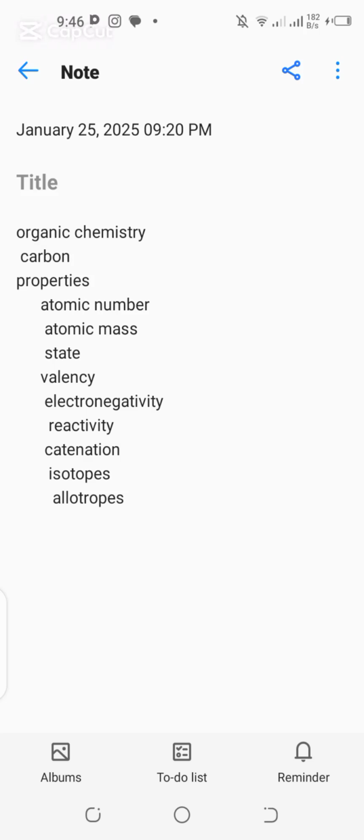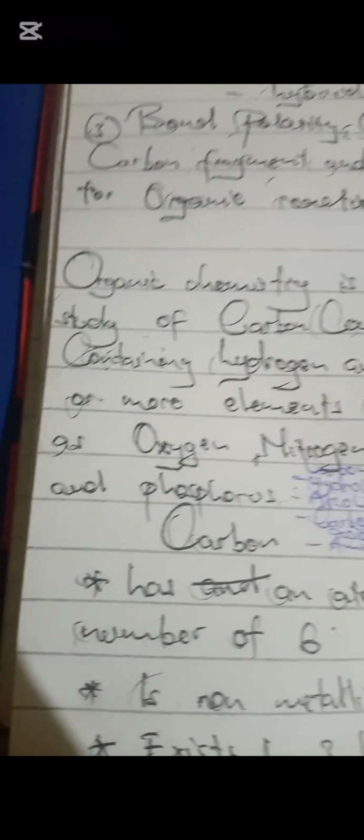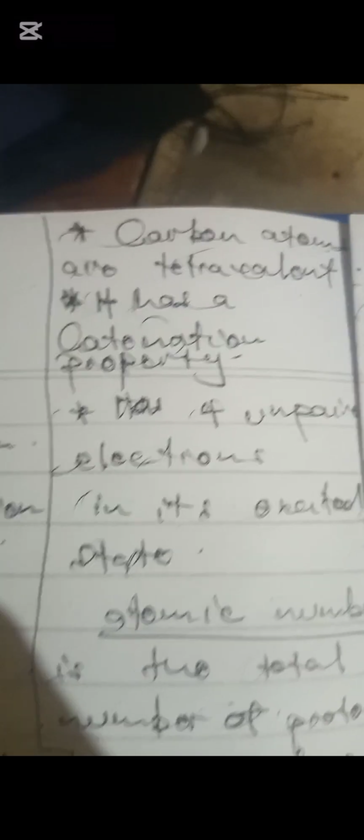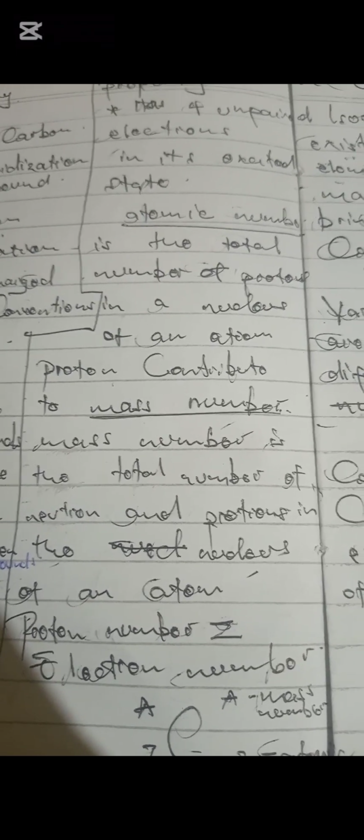So my name is Dr. Xavier and I'm going to be discussing organic chemistry as a branch under pharmaceutical chemistry. So organic chemistry, this is the study of carbon compounds containing hydrogen and any other one or more elements. For example, we have oxygen, it could be the halogens, it could be the phosphorus, you get.